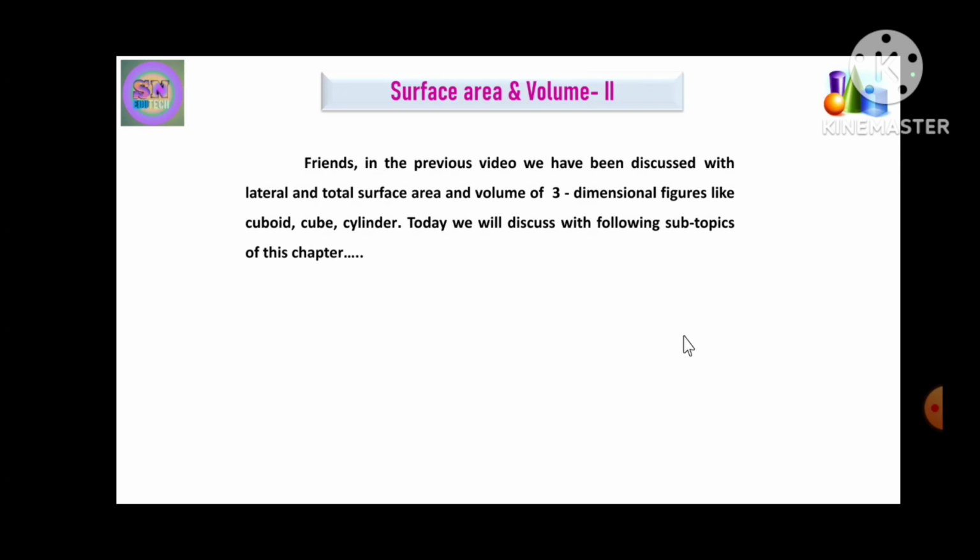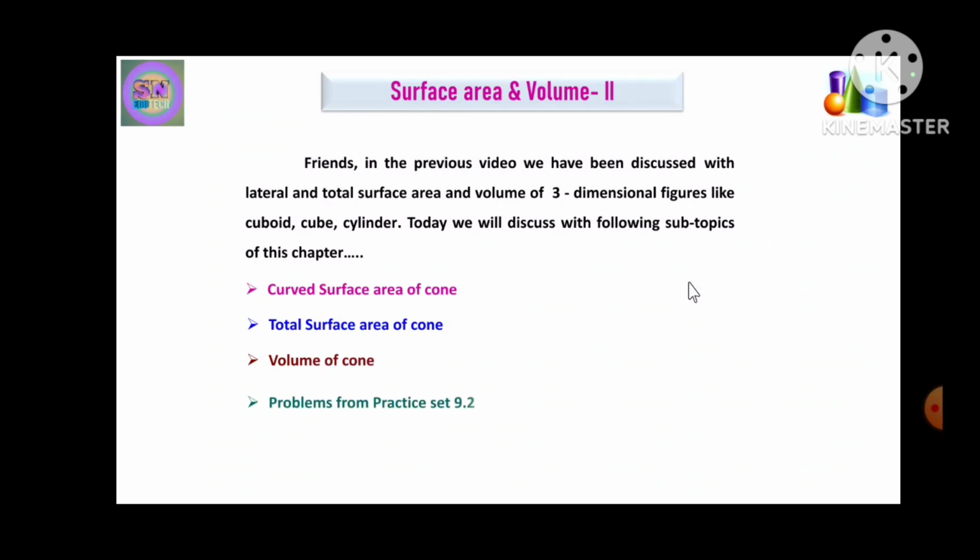Today we will discuss the following subtopics of this chapter: curved surface area of a cone, total surface area of the cone, volume of a cone, and problems from practice set 9.2. Friends, let us start with the curved surface area of the cone.